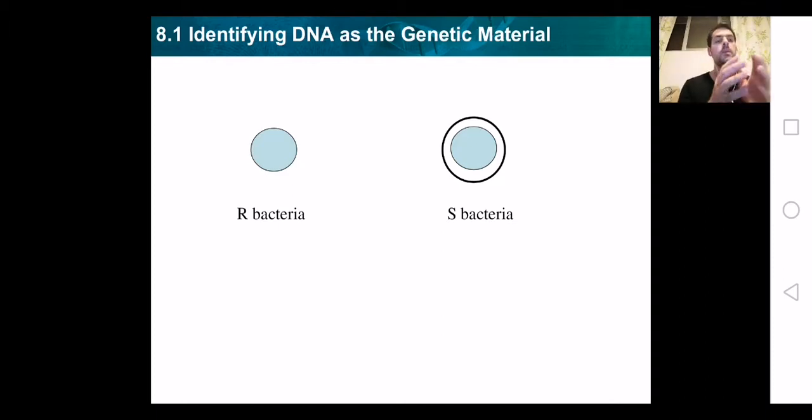Usually, what happened is that this S bacteria killed the virus. Okay? Killed the coronavirus. It's in my head. I can't take it out.